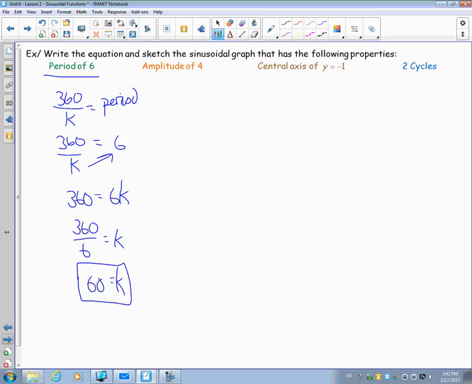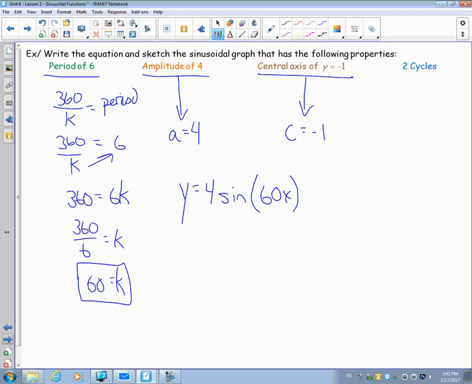I know that my amplitude is kind of handy. That gives me an a value of 4. And central axis is my c value, so c value of -1. So I can make myself an equation. Y equals a, 4. Sinusoidal, so my choice is sine or cos. I'm going to pick sine right now. I could choose either one. My k value is 60. There's my x, and my c value is -1. There's my equation, a, k, and c.